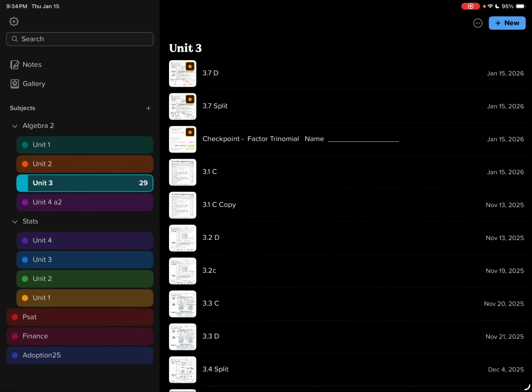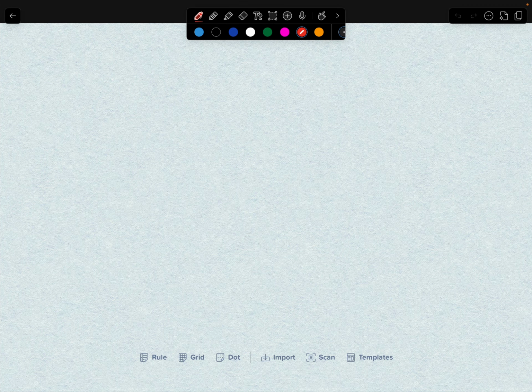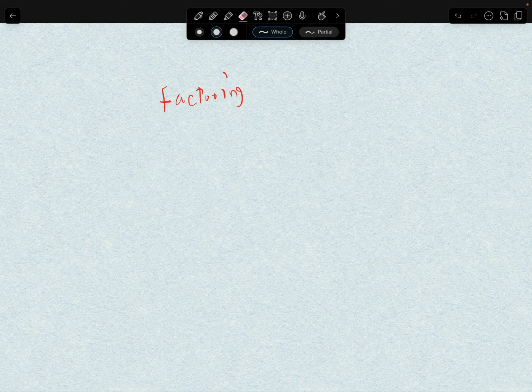Alright, so I'm going to show you guys a quick factoring of a trinomial or anything. You could factor a binomial. You want to see what the common factors are. And in this, I can see I have two terms here.